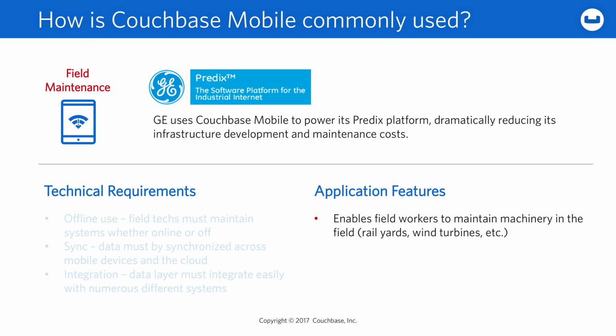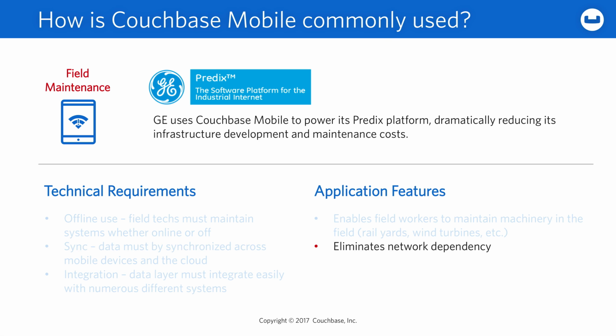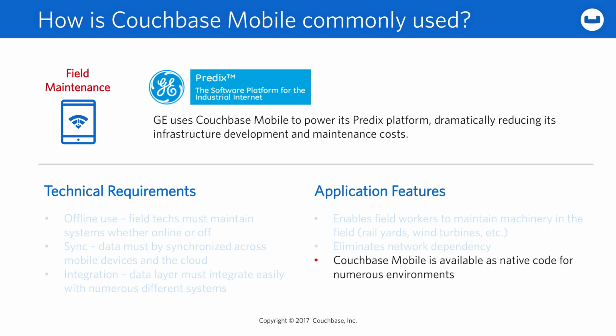Using GE Predicts, field workers can perform data maintenance anywhere, because there's no network dependency. And with Couchbase Mobile available as native code for numerous environments, GE has the flexibility it needs to deliver a massively scalable platform to its customers.